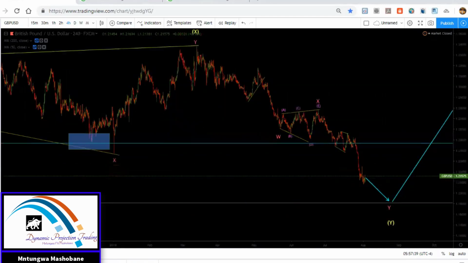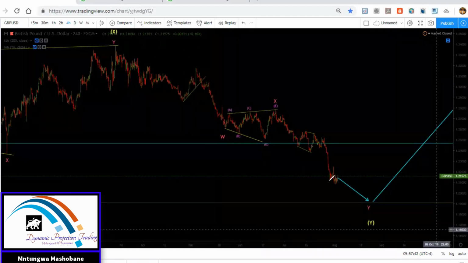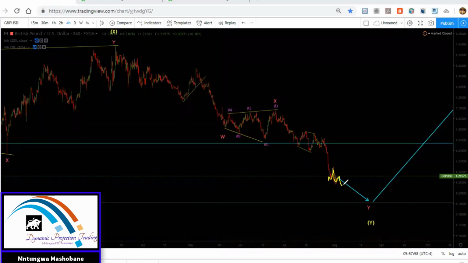It is currently correcting over here. We're looking for 1 2 3 up, 1 2 3 down, then 1 2 3. It can give us some kind of a flat corrective structure over here, then one more up, one more down.